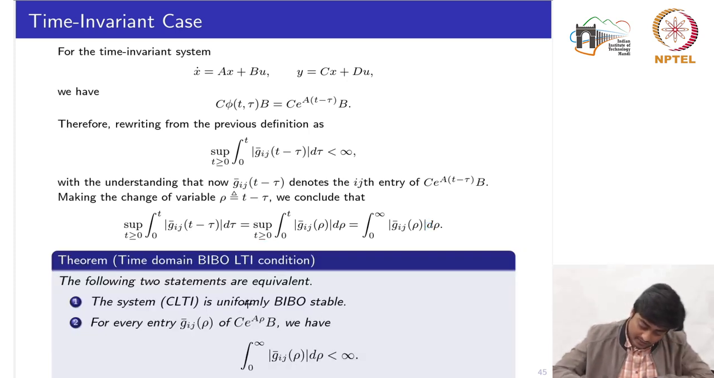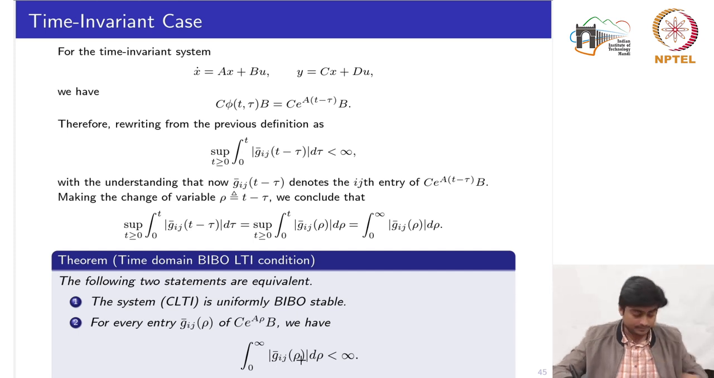So this gives us the next result, that the system is uniformly BIBO stable, and for every entry g bar ij of this matrix, the absolute value of the impulse response integrated over 0 to infinity is also finite. This also says that the impulse response is absolutely integrable. Right?